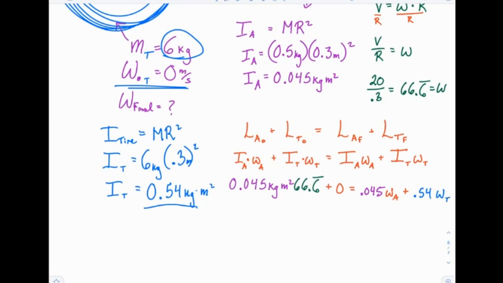To make things a little bit less confusing, I'm going to just take out these units for the moment. All right, so I just need to multiply this stuff together. So when I multiply the 0.045 times 66.66666, I get 3. Plus 0 is just 0. And that'll be equal to, I have the 0.045 times my angular velocity of my arrow plus 0.54 times the angular velocity of a tire.